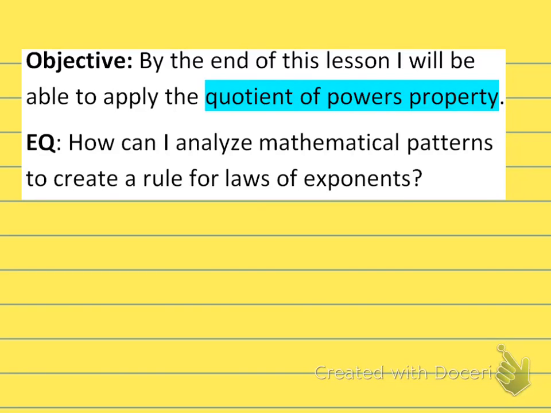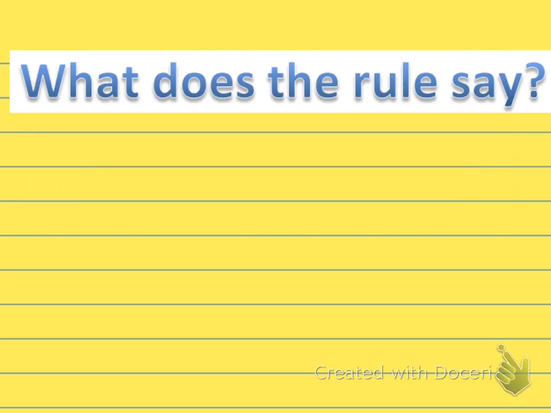By the end of this lesson, I will be able to apply the quotient of powers property. Essential question: how can I analyze mathematical patterns to create a rule for laws of exponents? So the first question is, what does the rule say?